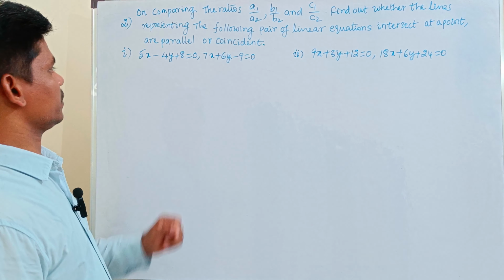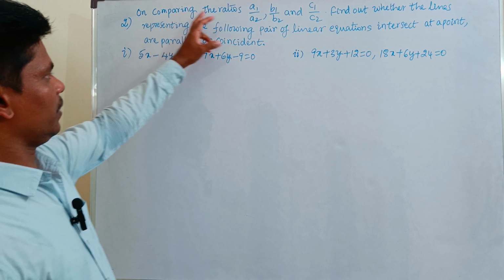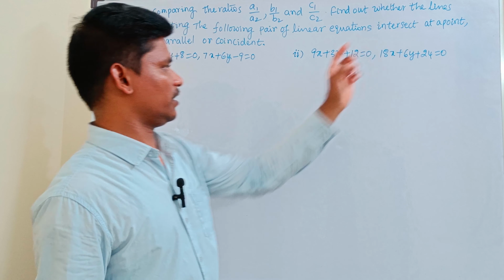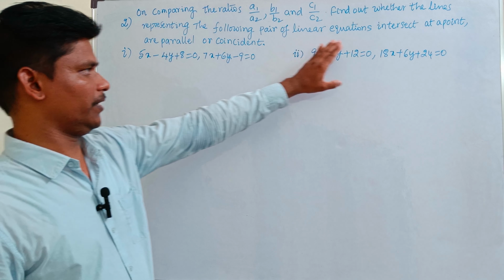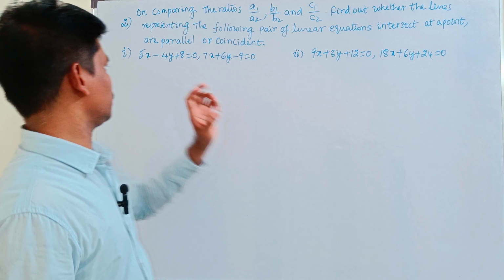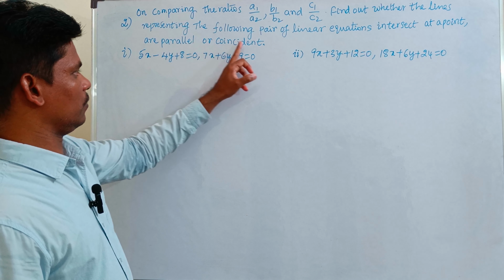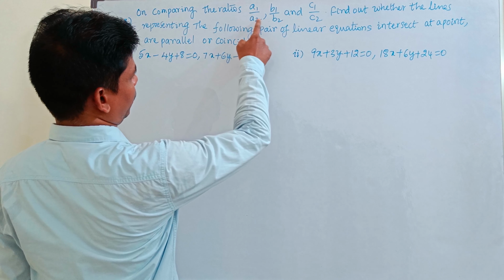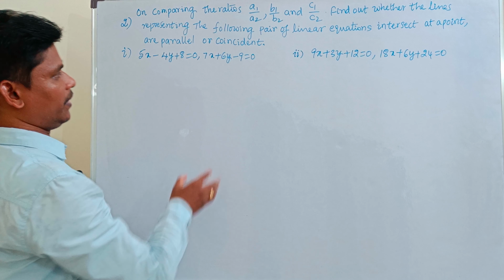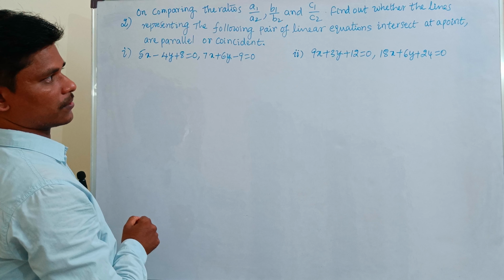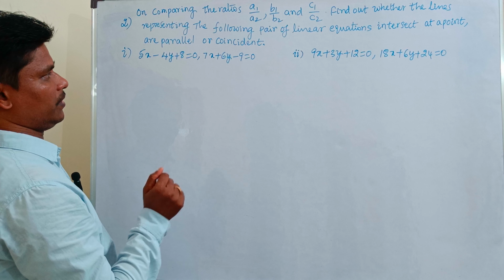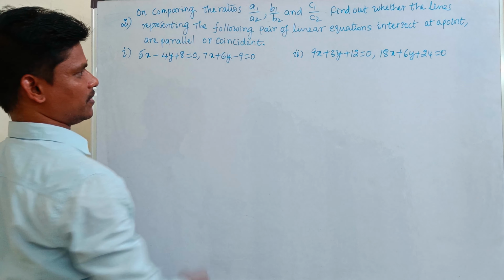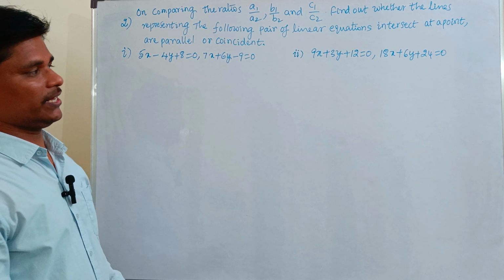Next, second question. On comparing the ratios A1 by A2, B1 by B2 and C1 by C2, find out whether the lines representing the following pair of linear equations, intersecting at a point, are parallel or coincident lines. See here the three ratios A1 by A2, B1 by B2, C1 by C2, to find out about the given pair of linear equations. So here the pair of linear equations have solutions: intersecting at one point, parallel, or coincident lines. So by using these ratios, what are the conditions?